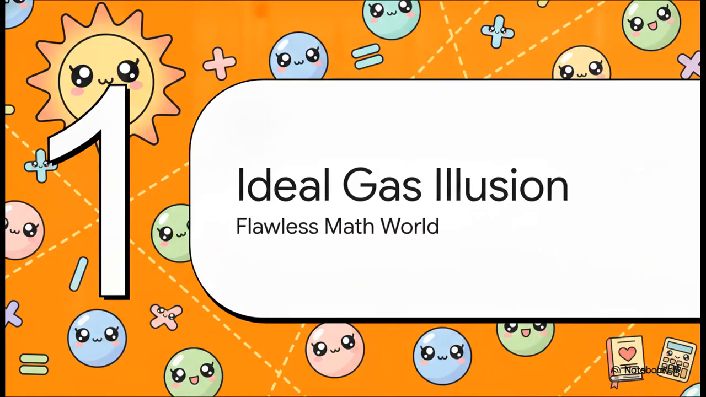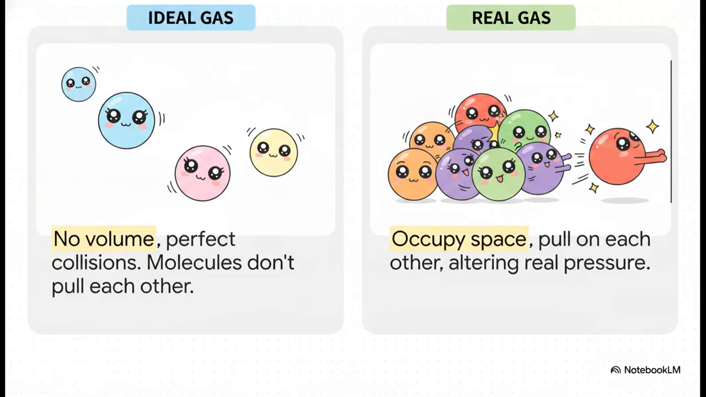Starting right off with Section 1, the ideal gas illusion, a flawless mathematical world. So in standard physics, the baseline formula for a perfect world, how gases behave, is the ideal gas law. You've probably seen it. PV equals nRT. Pressure times volume equals the number of moles times a constant times temperature. Honestly, it's a beautiful, elegant equation, but it relies on a massive assumption.